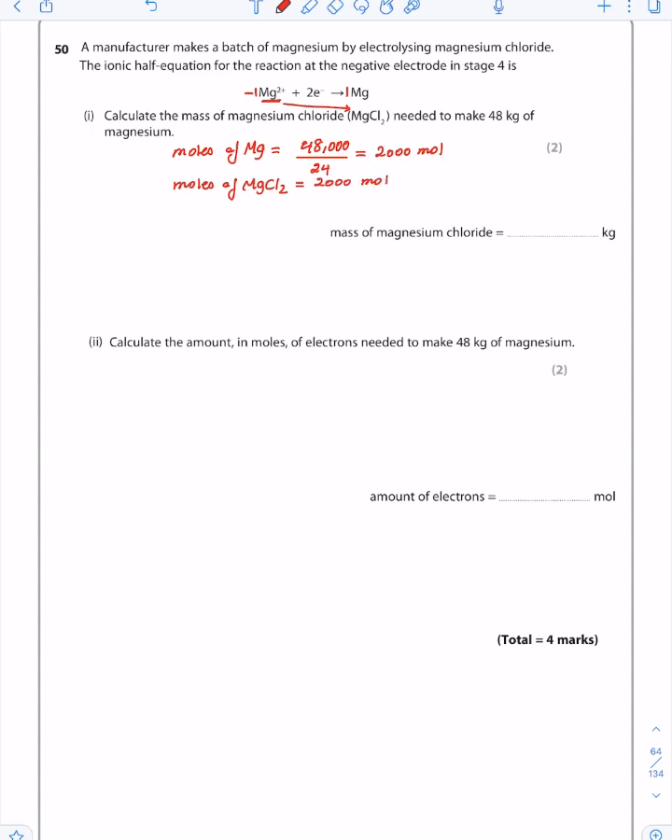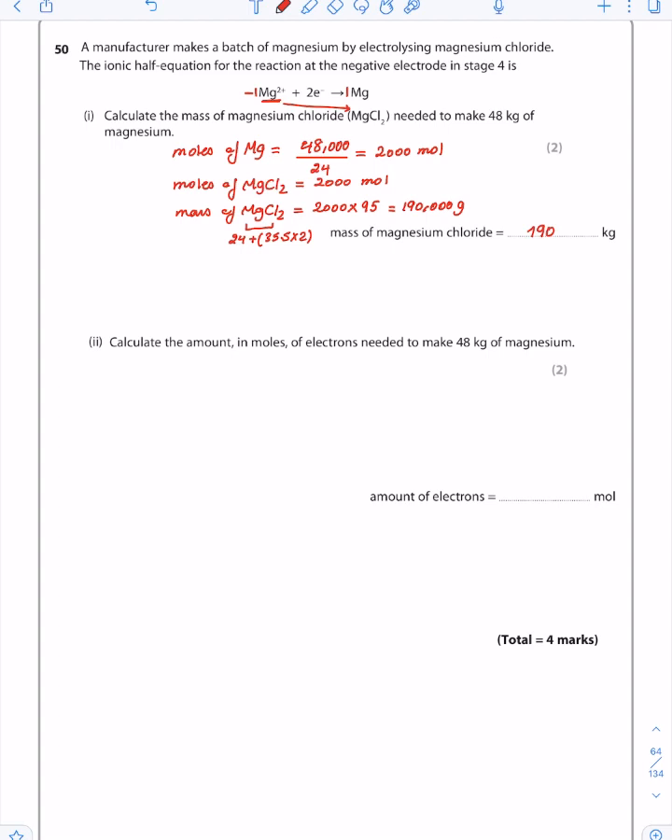Finally هنروح جايبين الماس اوف magnesium chloride by multiplying المولز which is 2000 by MR of magnesium chloride. MR of magnesium chloride اللي هي 24 magnesium plus 35.5 دي الكلورين times 2 يعني 95. ده equal 190,000 gram which is equal to 190 kilograms. اللي احنا هنديفايد ال 190,000 على 1000 تديني 190 kilograms.